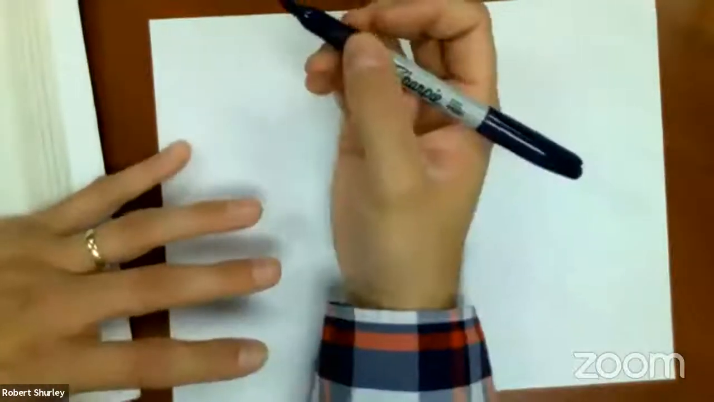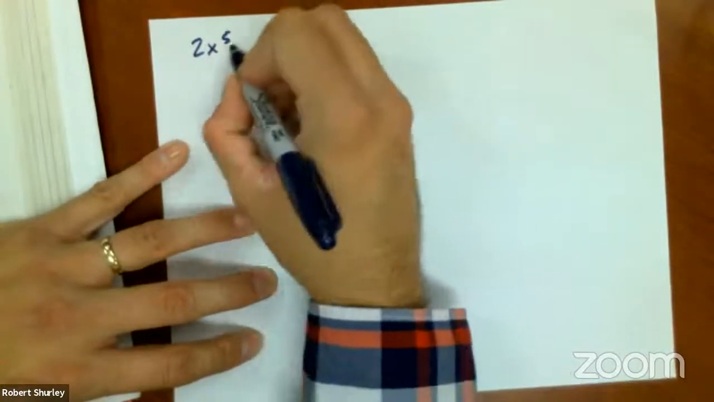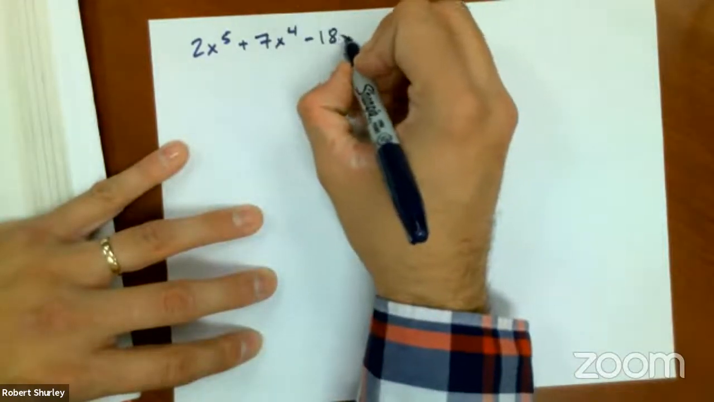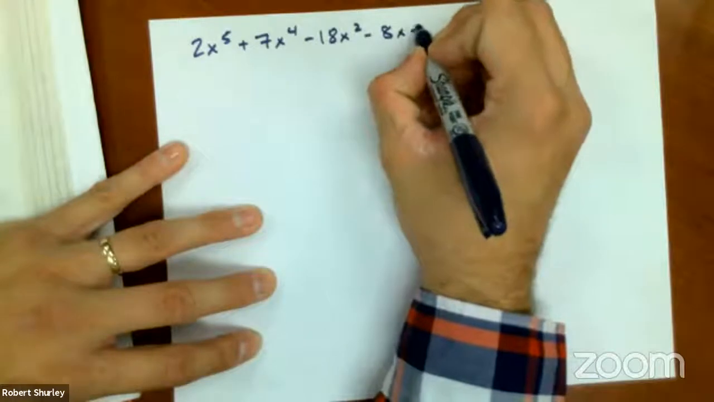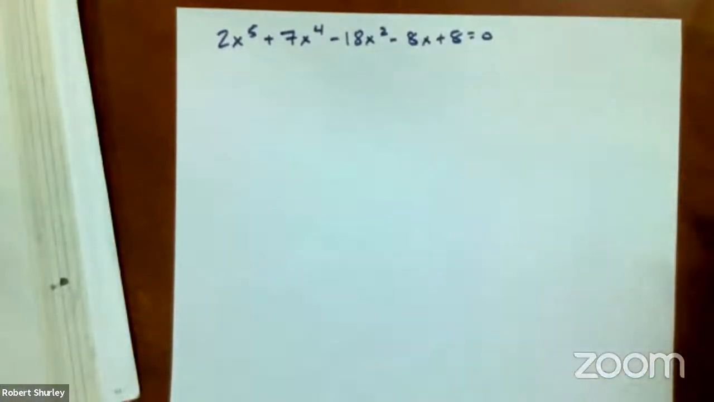I'll do an even one. I'm going to show you how I would tackle it. Okay. So let's say we had, we'll do 51. It's one of the harder ones, I guess, because it's at the very end. But we've got 2x to the 5th. Oh yeah, this is going to have like everything. Okay. 2x to the 5th plus 7x to the 4th minus 18x squared minus 8x plus 8.